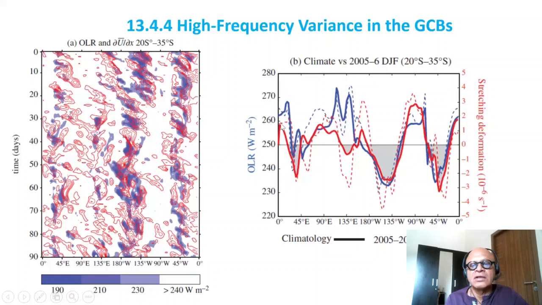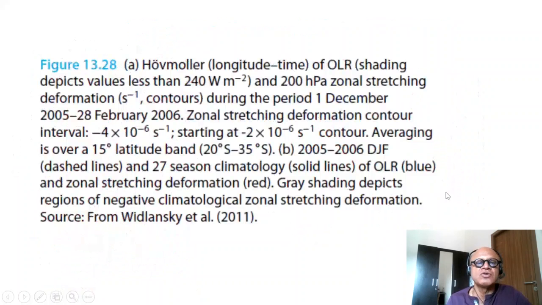So looking at the 2000 climatology versus 2005-6 DJF in the same band, you can see that interannual variability is not that great compared to the climatology. This is the 2005 and 6, and the climatology is shown in the black or the solid line, and stretching information is also given here, so you can read the caption to make sure.